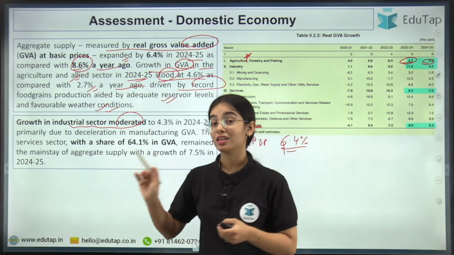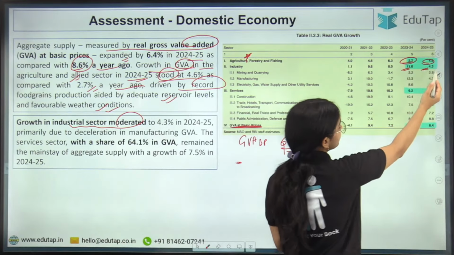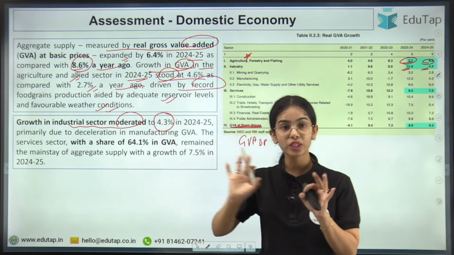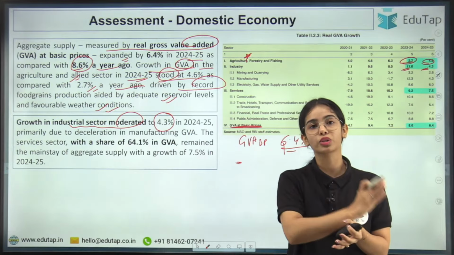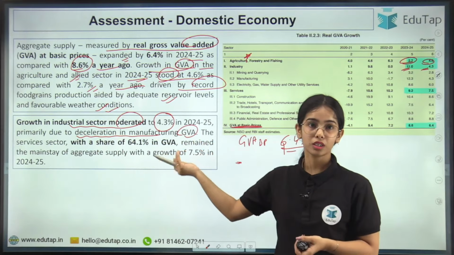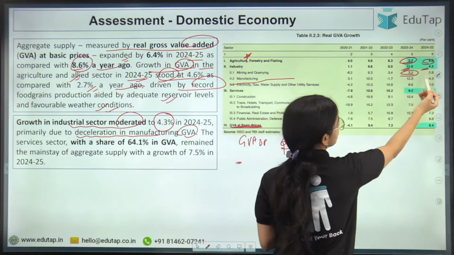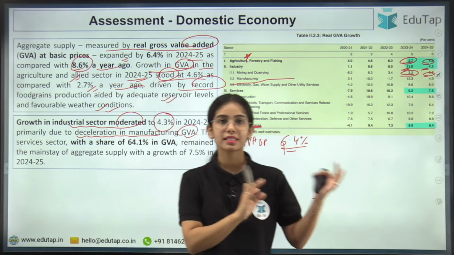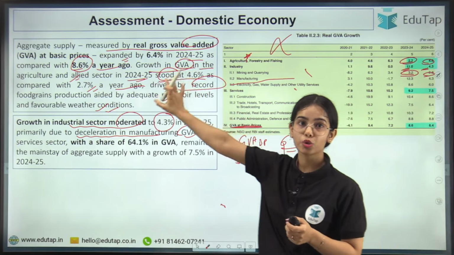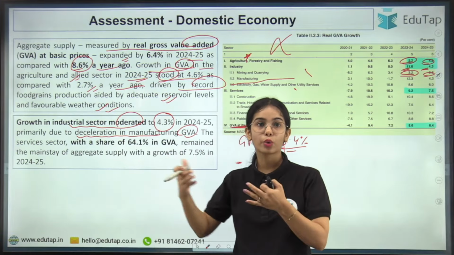Now, growth in the industrial sector moderated from 11.0% to 4.3%. So the industrial sector was a little problematic in our country. The growth has happened by 4.3%, but this growth rate is lower than the growth rate that we achieved in the past year. The growth rate has moderated because of deceleration in manufacturing. The manufacturing sector has grown by 2.8% as compared to 3.2%. Again, you don't have to remember the percentages, but remember that the agriculture sector showed resilience and grew more as compared to the previous year, while the industry sector growth rate decreased.